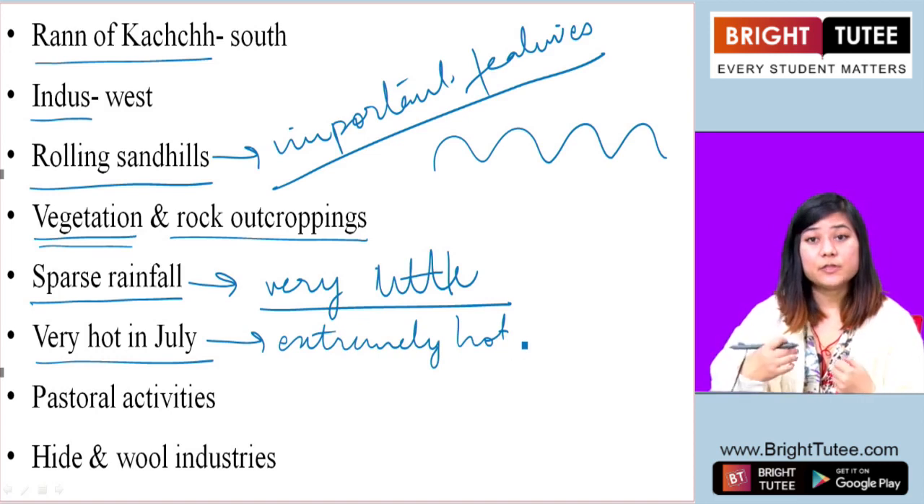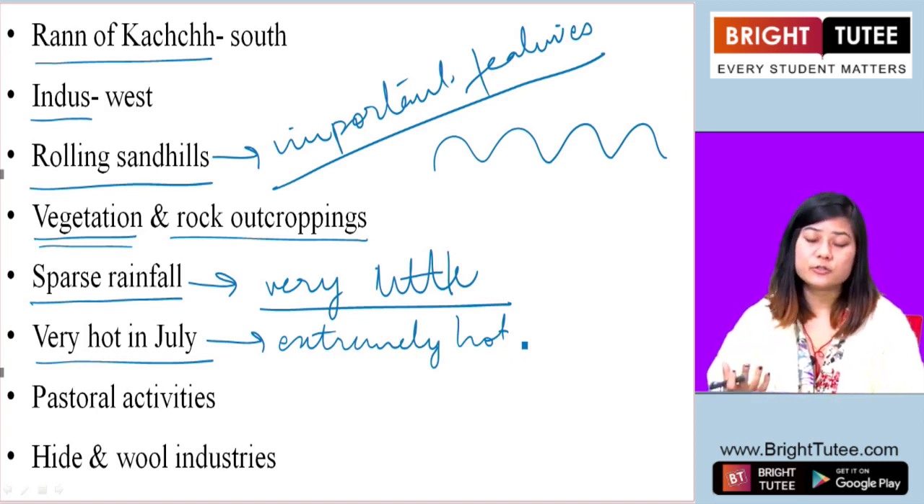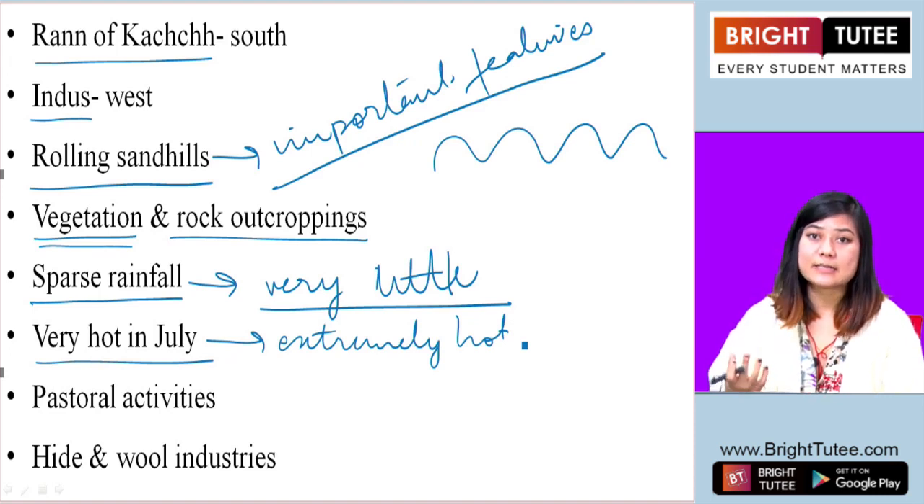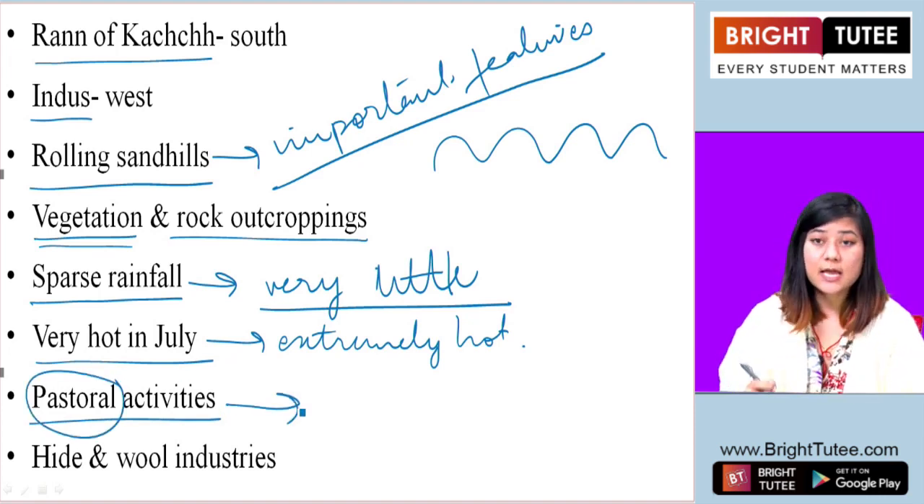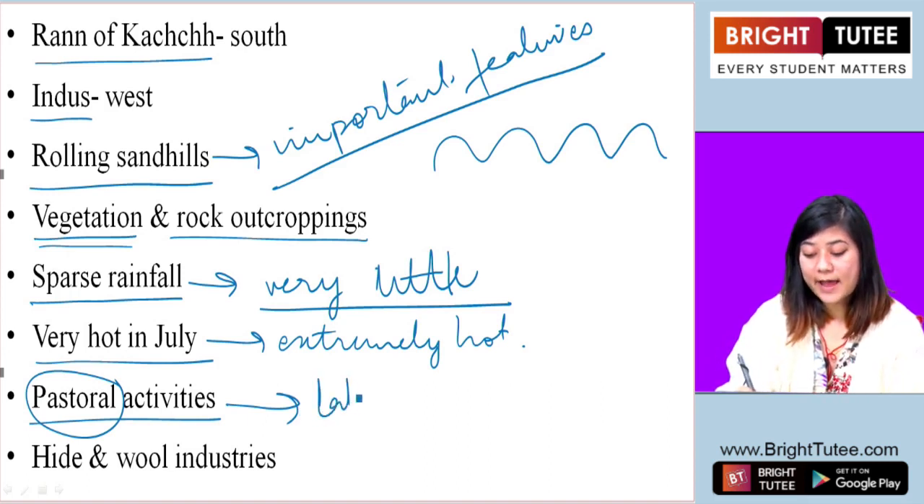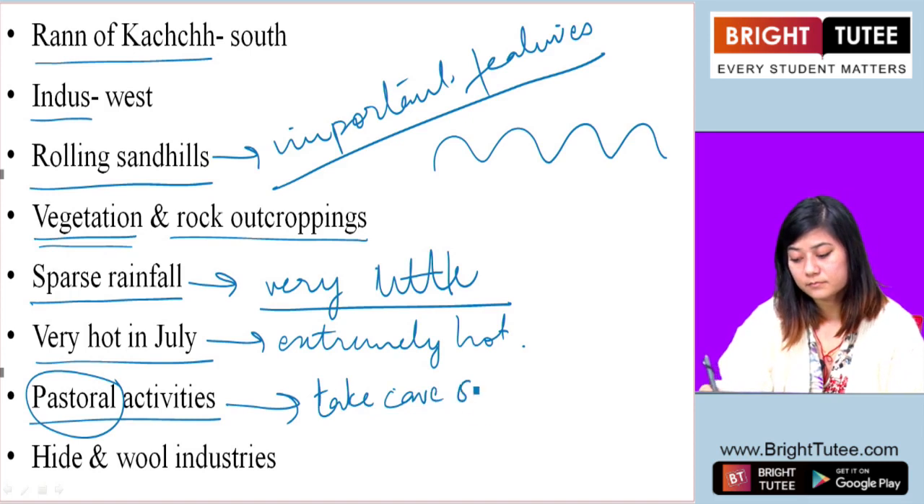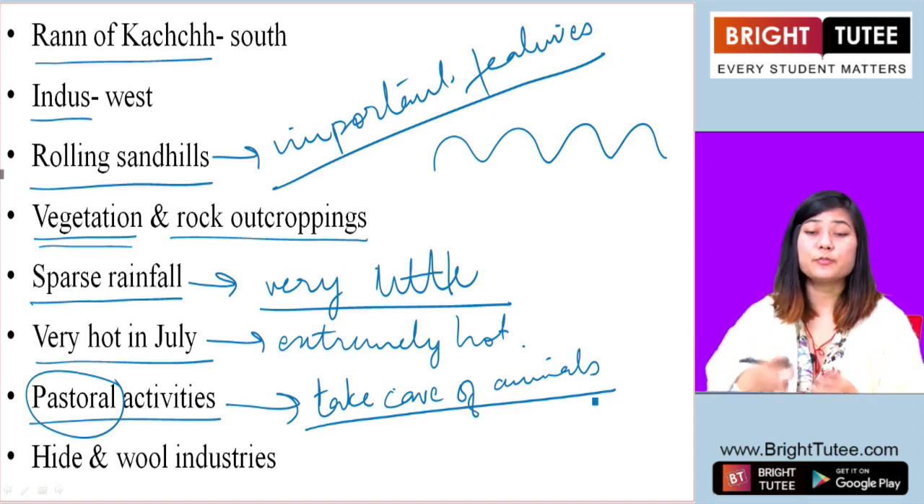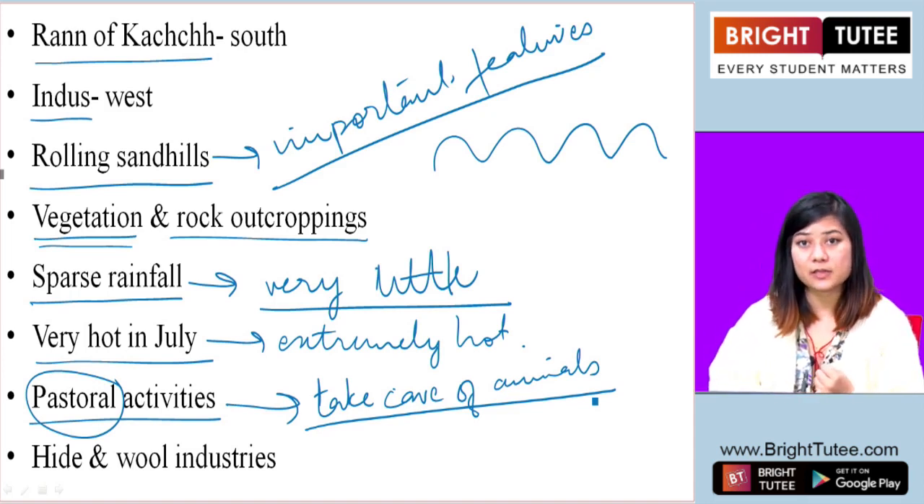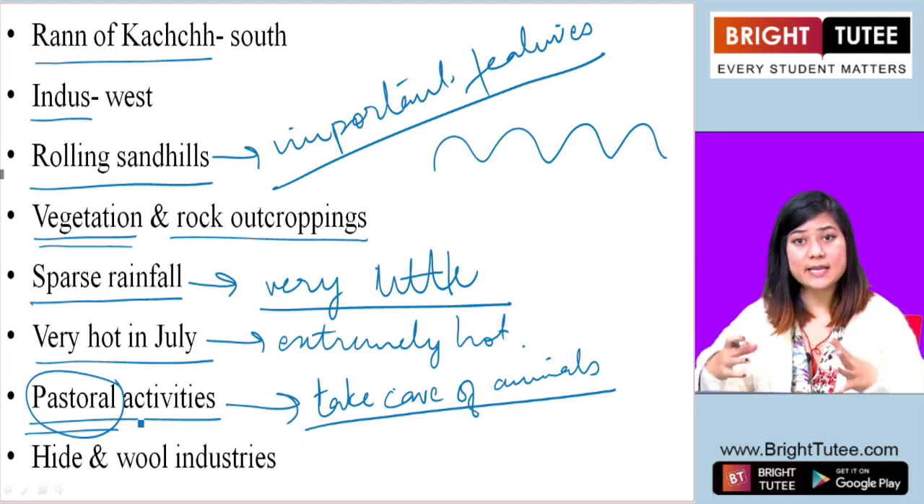Okay, now the people who live in that area, what do they do? What do the people living in the Thar Desert area do? Most of the people engage themselves in pastoral activities. Now, what are pastoral activities? They take care of animals, and they trade the products, the produce of the animals, like for example milk, skin, hide of the animal, meat of the animals, so sheep, cow, buffalo, etc.